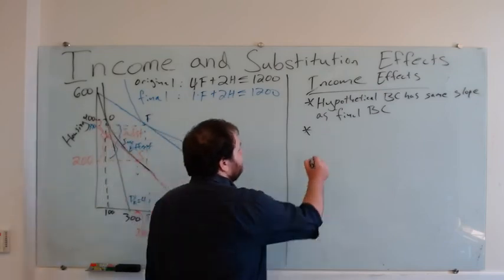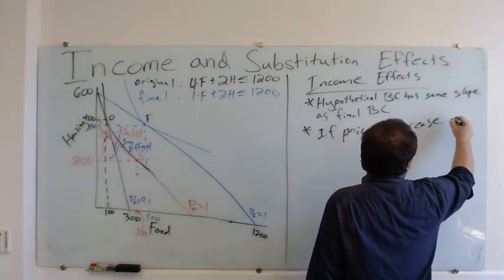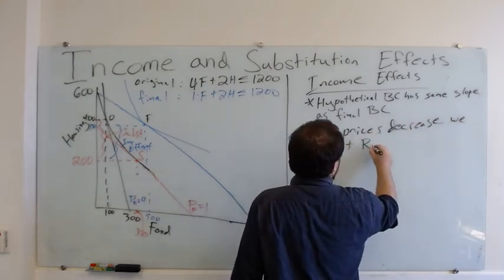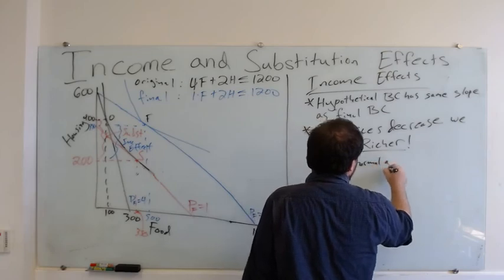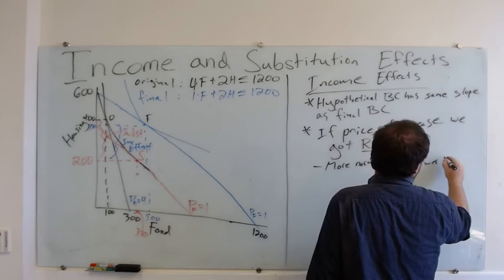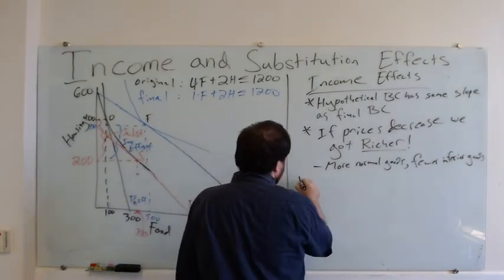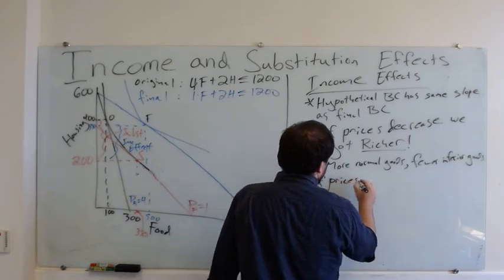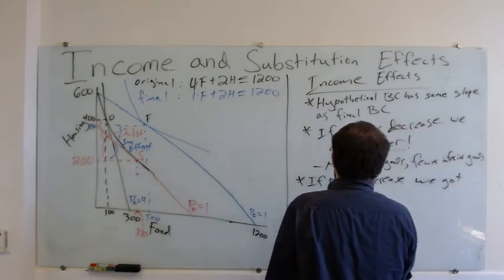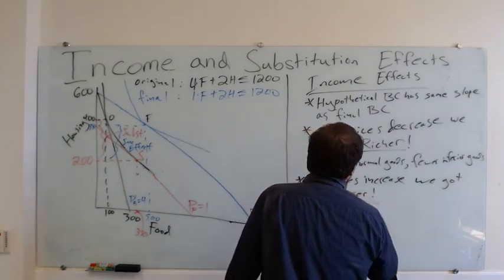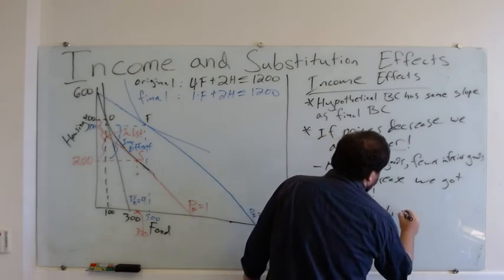So if we have a price decrease, that means that we got richer. And if we get richer, we're going to buy more normal goods and fewer inferior goods. On the other hand, if prices increase, then we got poorer. And if we get poorer, we're going to buy fewer normal goods and more inferior goods.